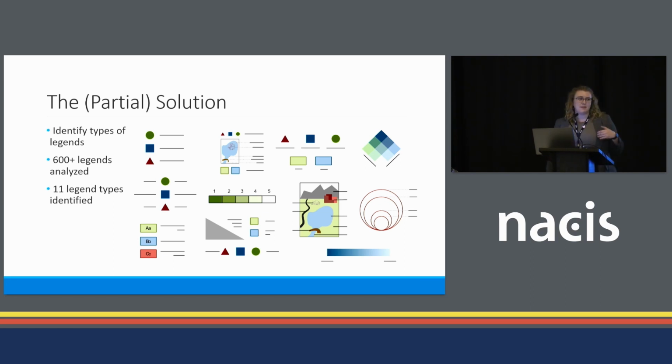And so I'm going to use the same definition for print that the presenters before me did. These are maps that are designed to be printed, even if you may only ever view them digitally as a PDF. So I looked at about 600 legends, and I analyzed them, and I broke them down into their pieces, and I looked at what was similar and what was different. And between all of that, I came up with 11 different legend types.